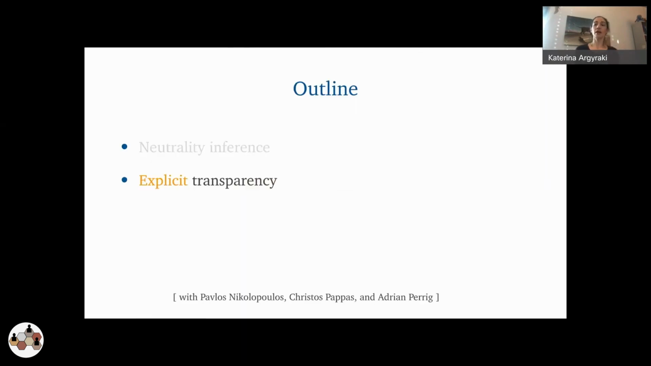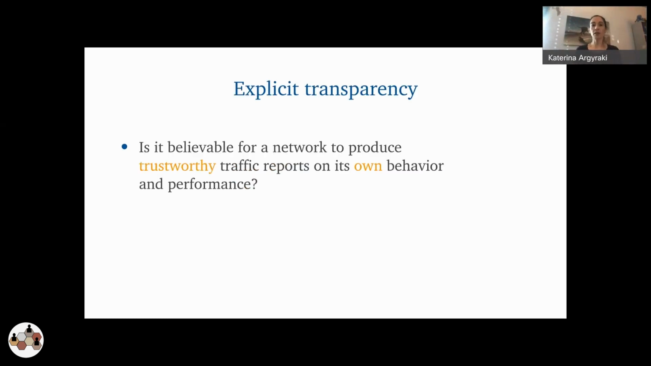Now, the opposite, in a sense, from network inference is explicit transparency. We don't treat the network as a black box anymore and try to guess what's happening inside. Let's suppose we could somehow make the network explicitly report on its own behavior and performance. So one question is: is it believable that the network would produce trustworthy reports on its own behavior and performance?